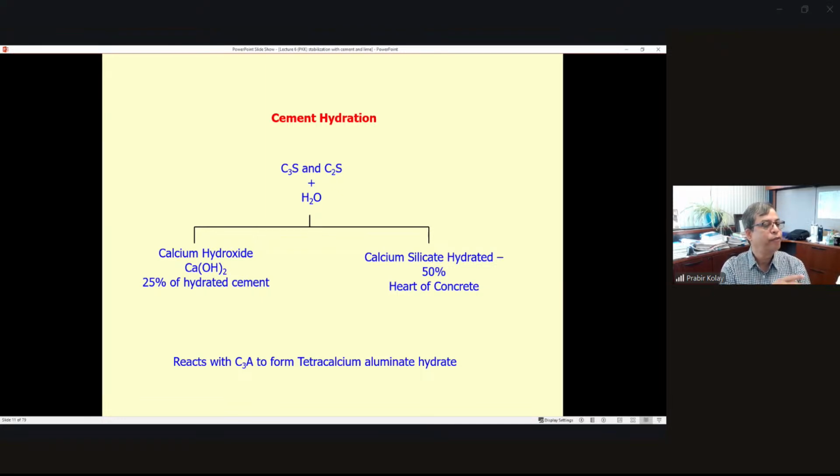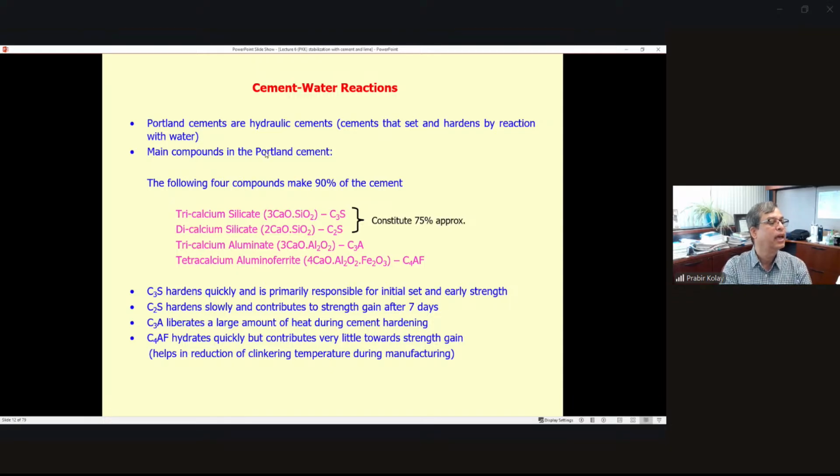And the reaction of tricalcium aluminate forms tetracalcium aluminate hydrate. As I mentioned, these are the two main things: tricalcium silicate and dicalcium silicate when you add them to the water, and then tricalcium aluminate, and tetracalcium aluminoferrite also.